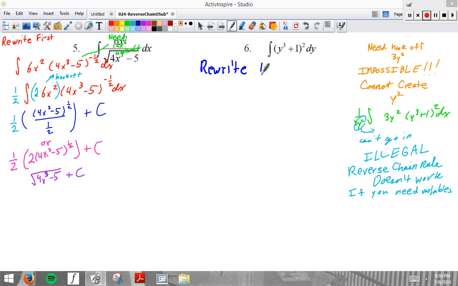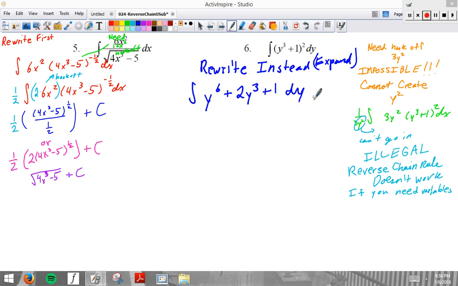Wow. Thanks, pen. You're such a good writer. Rewrite instead with expand. Right. That's the only other option here. Y to the 6 plus 2y cubed plus 1. Not that bad. Not that bad.